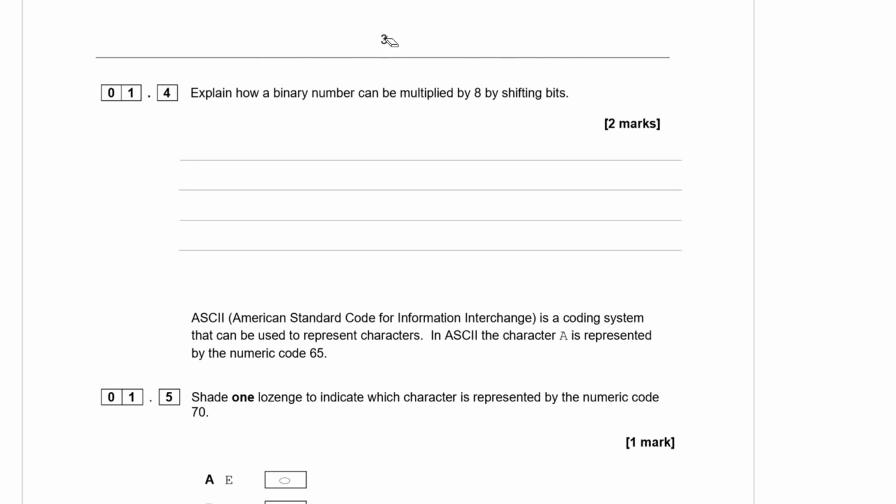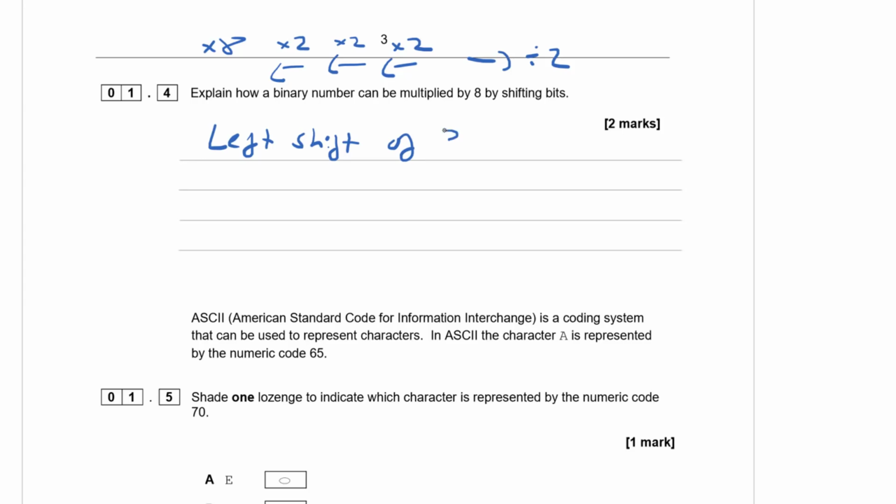So each time you shift in binary, to the right you're dividing by 2, and to the left you're multiplying by 2. If you want to multiply by 8, we just need to do 3 shifts: multiply by 2, by 2, by 2. 2 times 2 times 2 is the same as times 8. So basically we do a left shift, or a left logical shift if you're being correct, a left shift of 3. So 1 mark for specifying the direction and 1 mark for saying how far you're going.